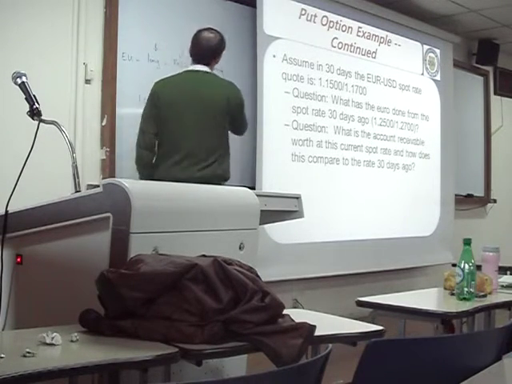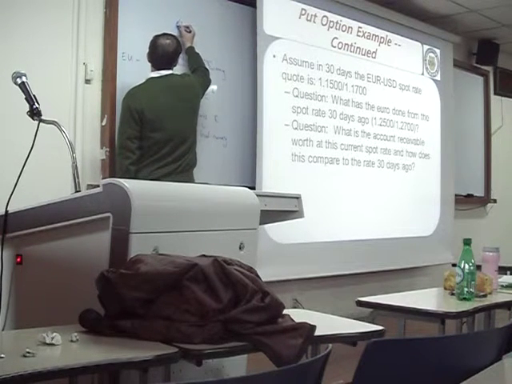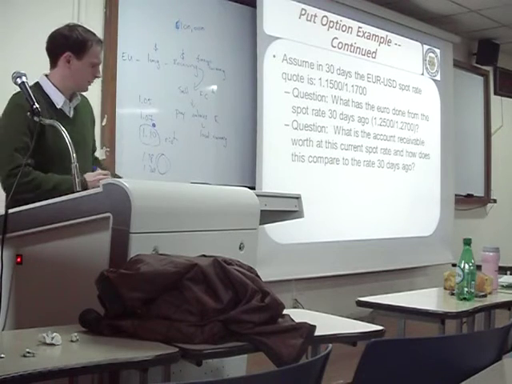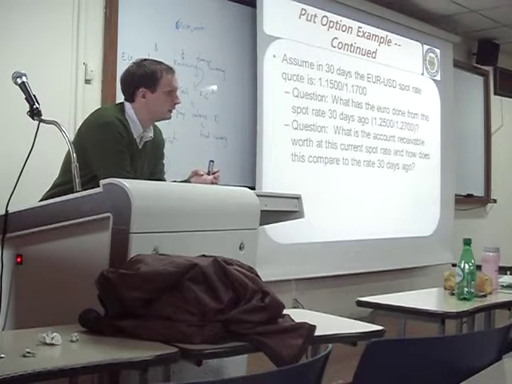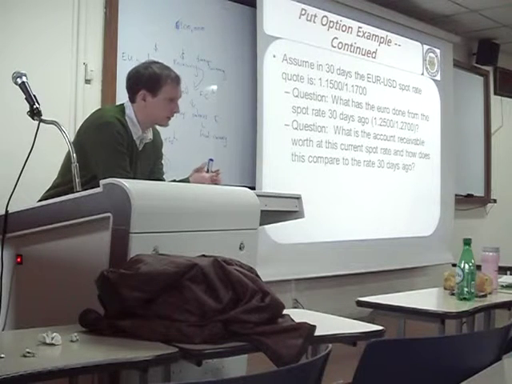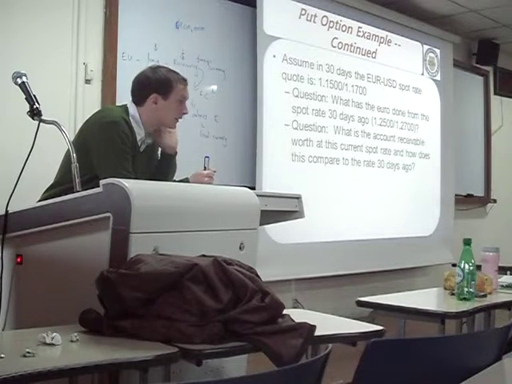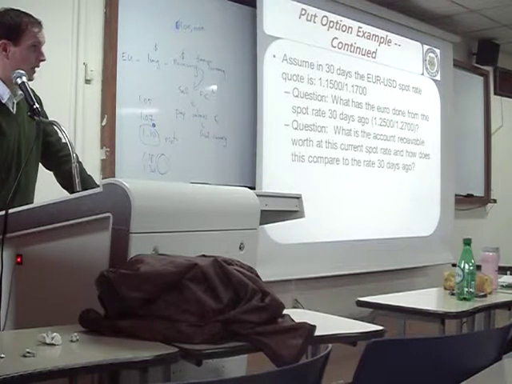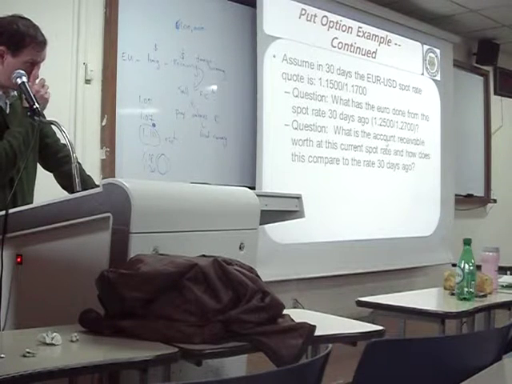We said that we were going to get 100,000 euros, right? So the receivable was 100,000 euros. Okay. So what is the receivable worth today compared to 30 days ago? Okay, so what's the difference? 10,000? 10,000 what? Dollars. I will get $10,000 less, right?